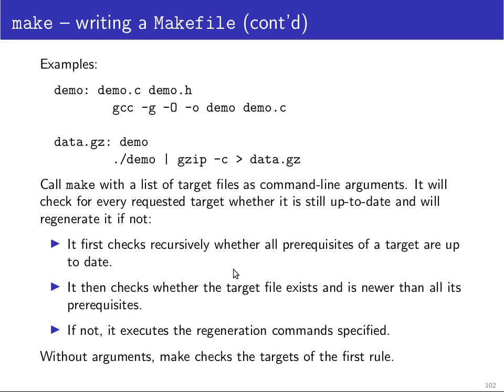So you call make normally with a list of the targets that you want to build. If you don't provide any targets on the command line, then simply the targets of the first rule will be built.